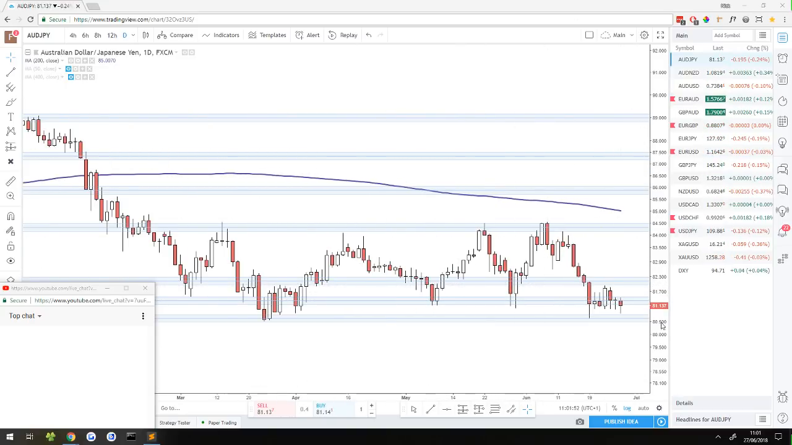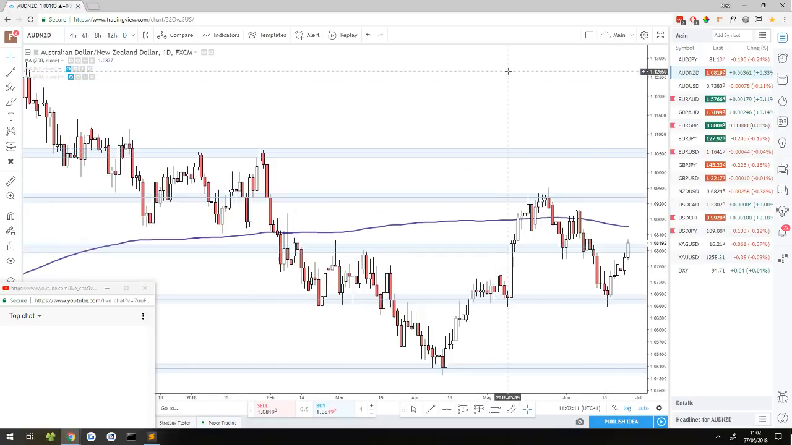So let's kick things off with AUD JPY. This pair is in a messy area right now. It's stuck between three points of support and resistance and it's really struggling. There's no clear open space to take trades here, so I'm not really looking to take any trades on this pair at the moment.